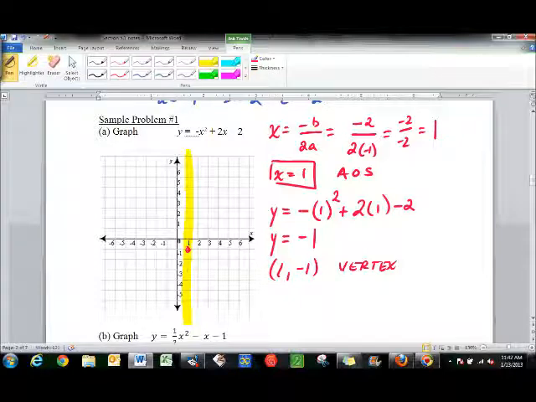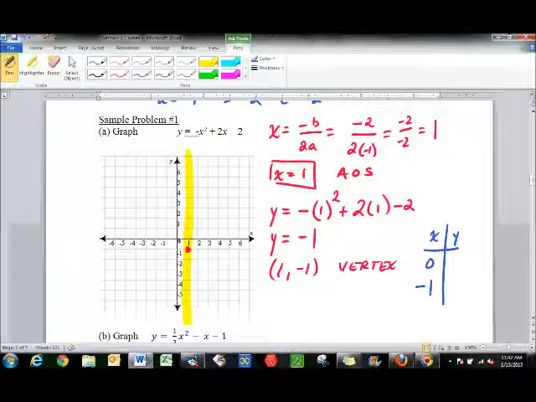Now, my next job is to graph 2 points on either the left side of the axis of symmetry or the right side of the axis of symmetry. I'm going to do this using a T-chart. I'm going to choose the left side of the axis of symmetry, and the reason why is because I feel like 0 and negative 1 in this case are probably easier to calculate than 2 and 3, which are on the right side of the axis of symmetry.